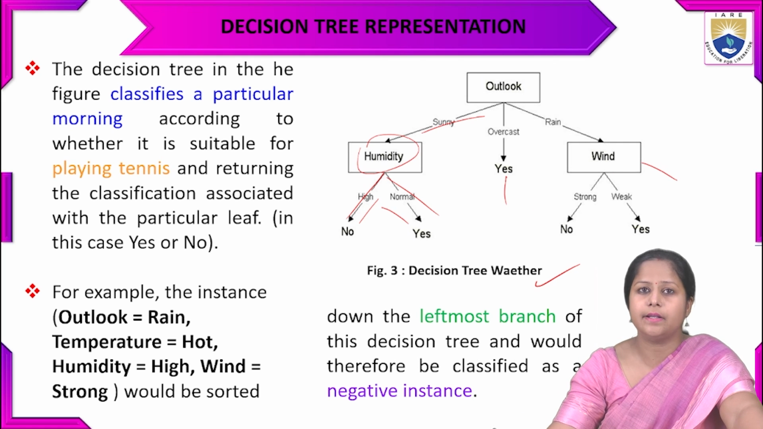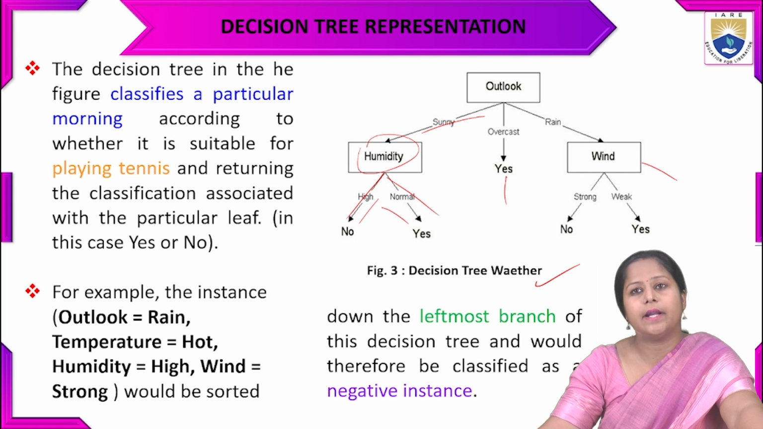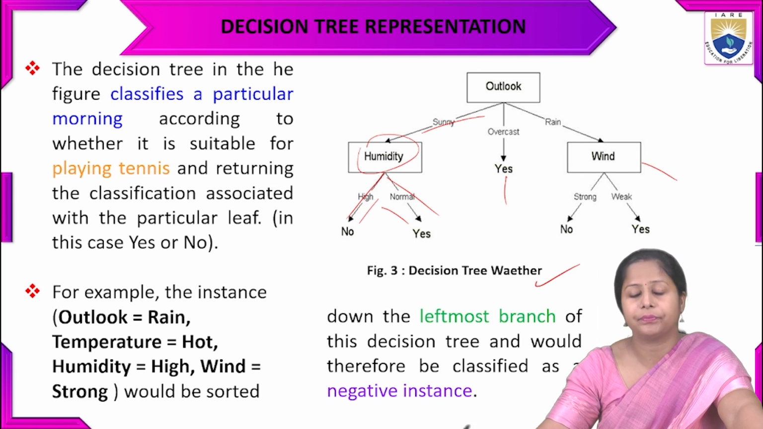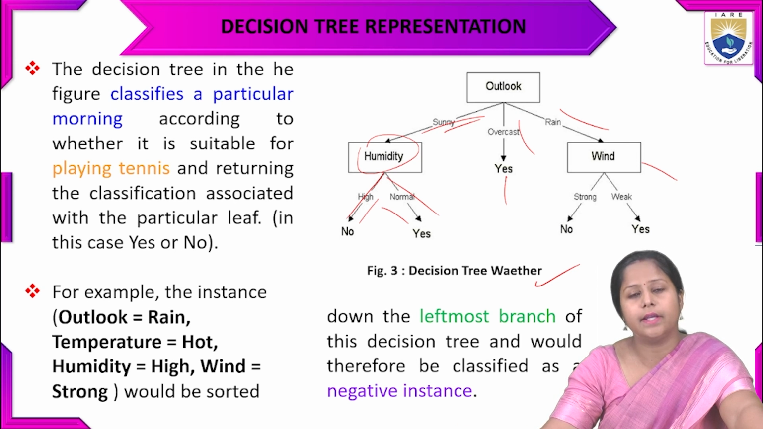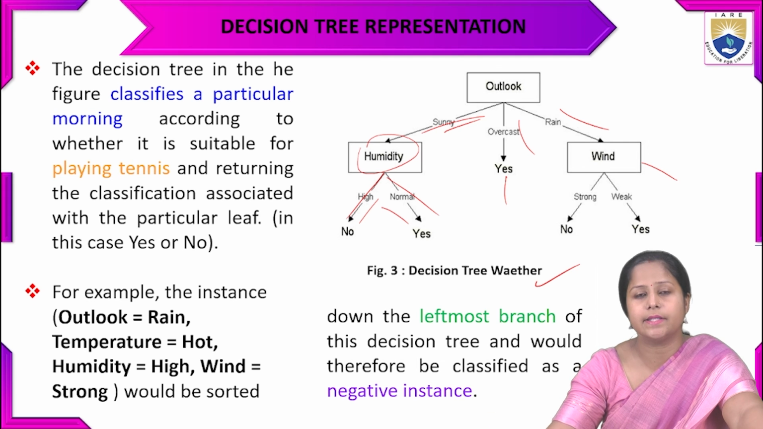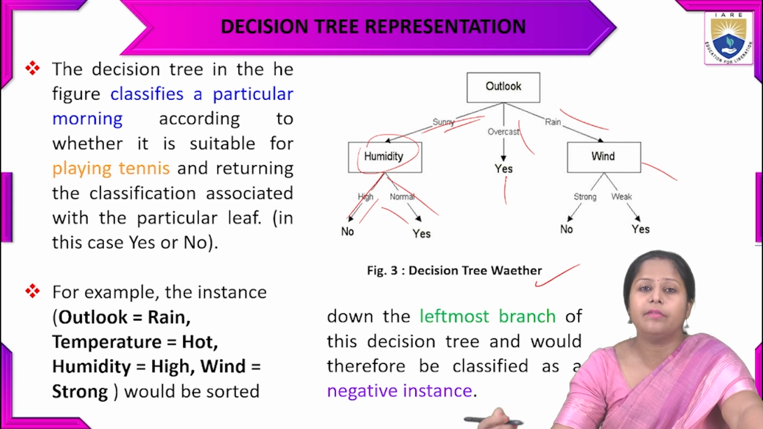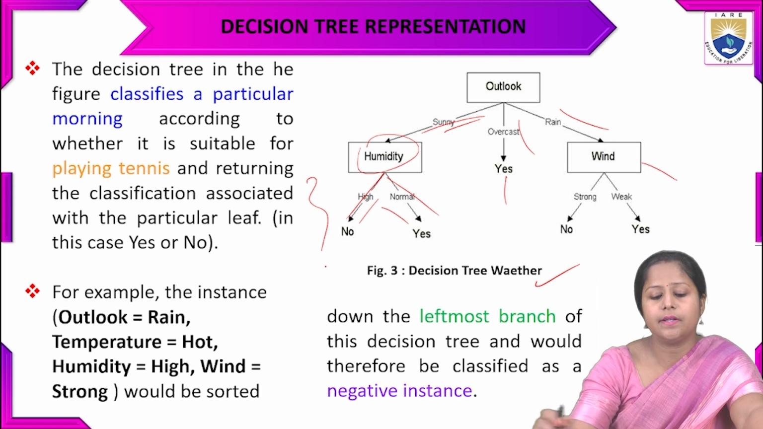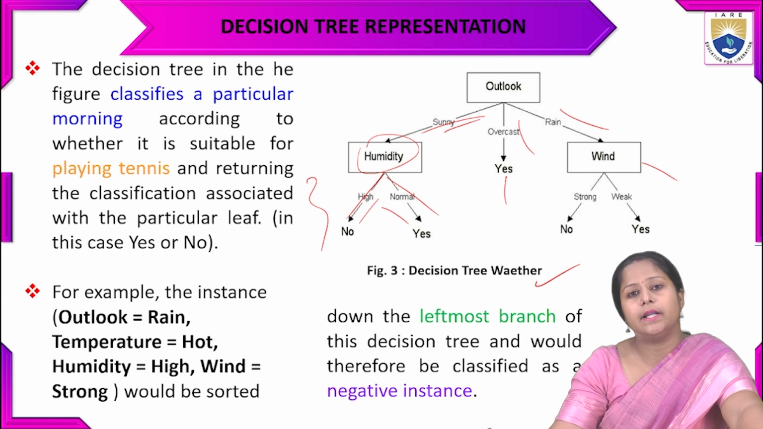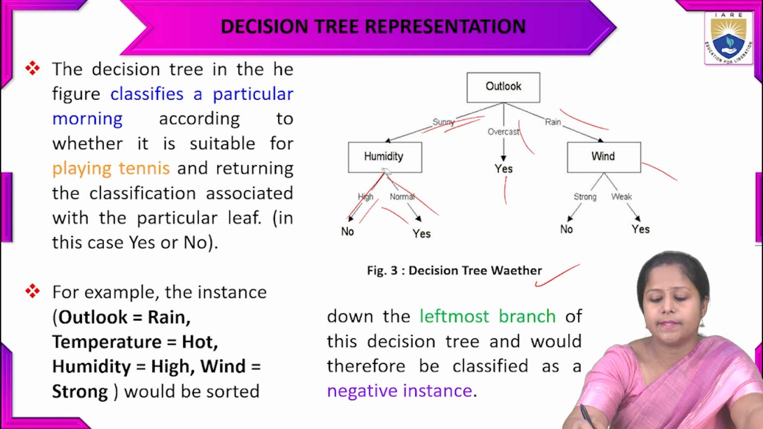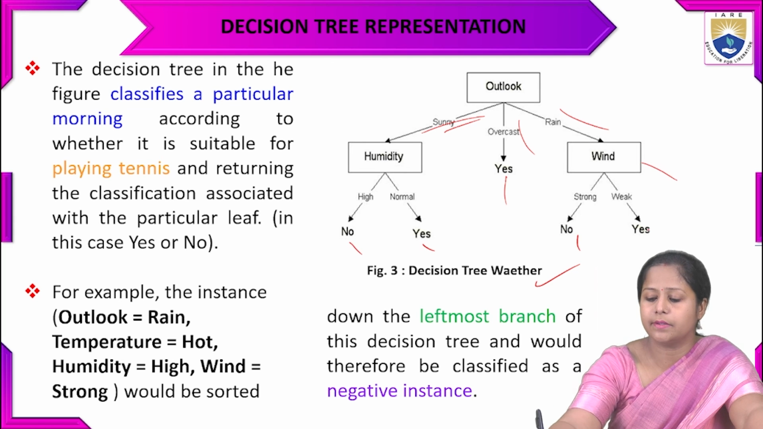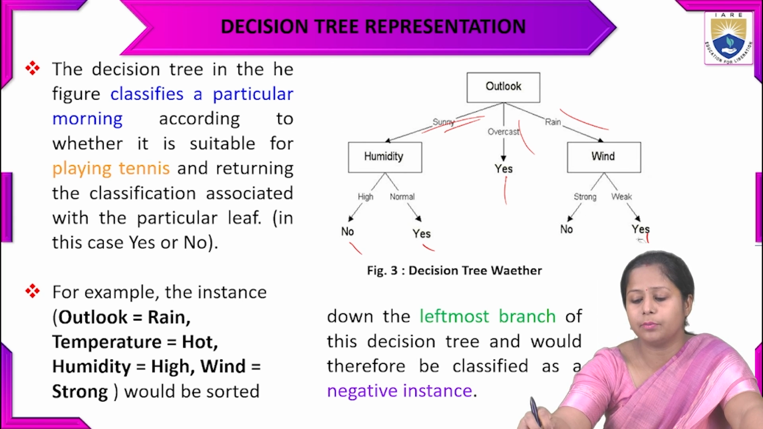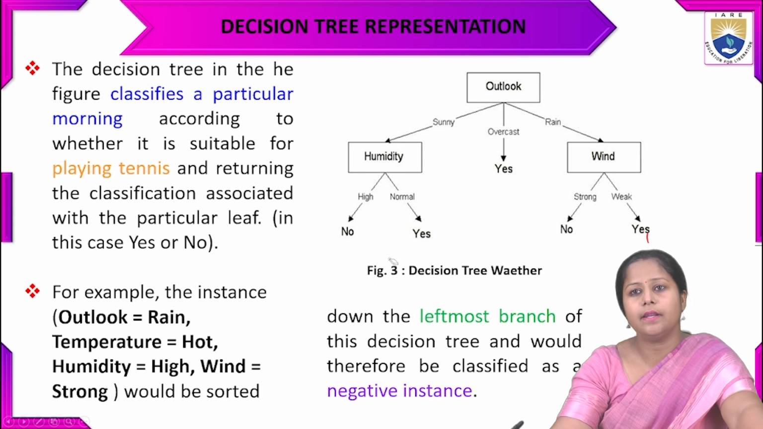The decision tree in the figure classifies a particular morning. The outlook is dividing into sunny, overcast and rainy weather, right? According to that, there will be some player. On the basis of the known class levels, we are going to predict whether the weather is suitable or not for that player to play tennis, and it returns the classification associated with the particular leaf, resulting in yes and no on the branches, right? So whether the player is going to play or not.